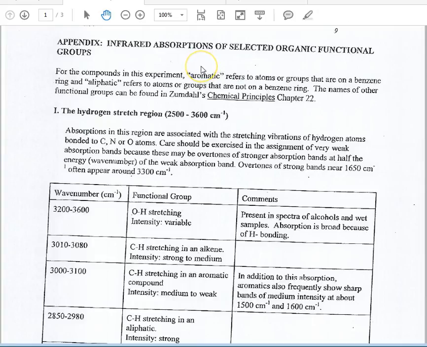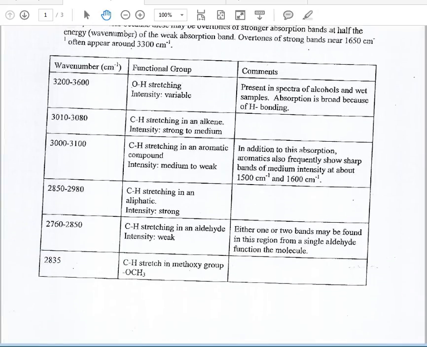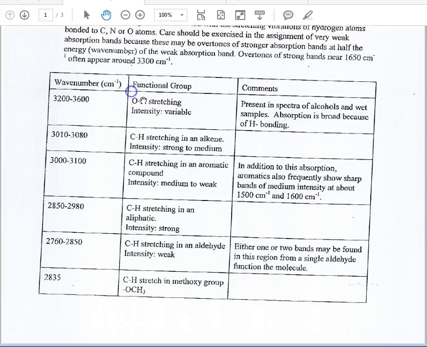If we take a look at the tables for IR, you're going to need the ones that are in your reference packet. You can see that the first part is the hydrogen stretching region. And that's really where you're going to find your OH stretches, your CH stretches for alkenes, aromatics, aliphatics. Remember, those are things that are not aromatic. And mostly what you're looking for is, is there an OH or are there some CH stretches?